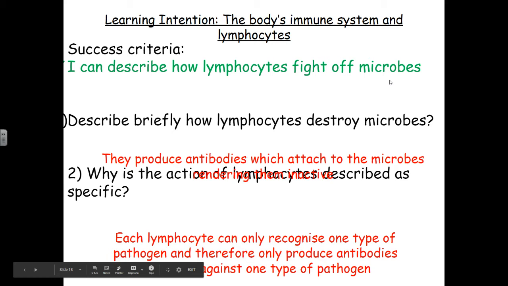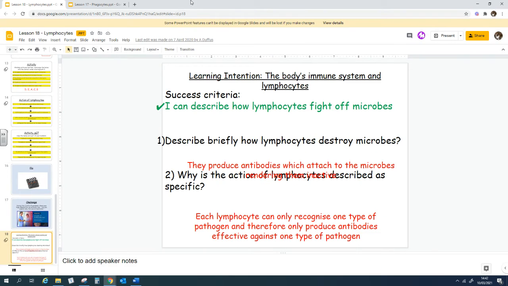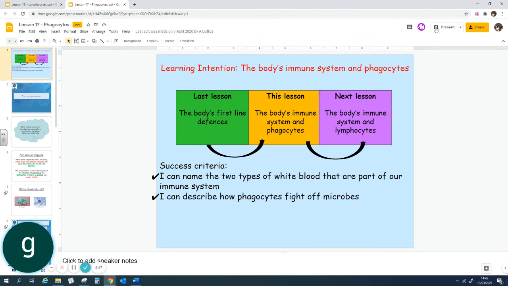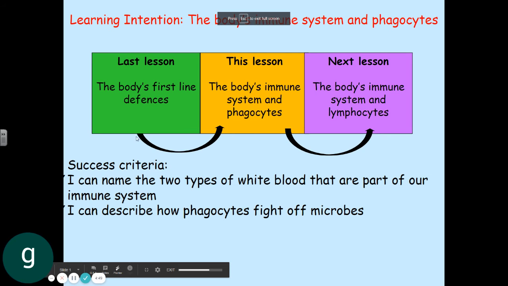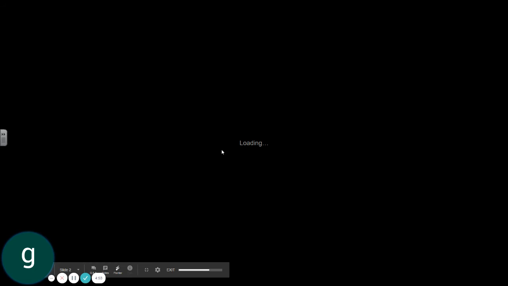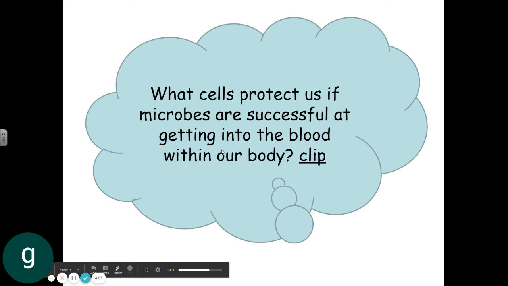So what we're going to look at now is phagocytes. The lessons are usually taught in the opposite way around, but it doesn't matter in the slightest. By the end of this, you're going to be able to tell me about phagocytes and how they fight off microbes.